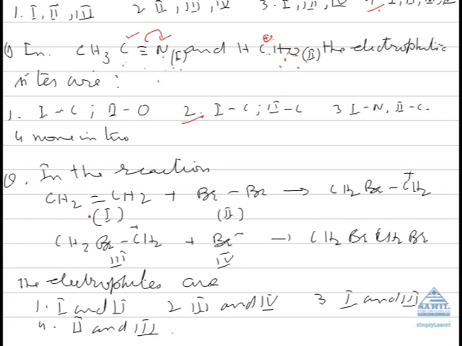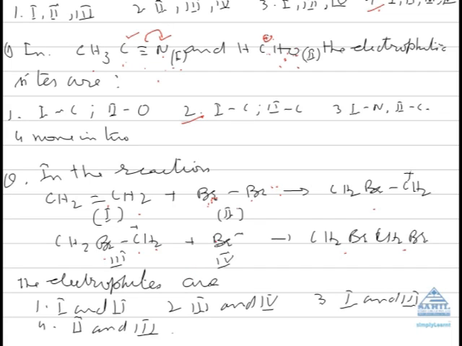In the reaction, ethene plus bromine gives this, then CH2Br CH2 cation plus Br minus gives this. The electrophiles are, you see, although the bromine molecule has a complete octet, but dear students, bromine always has a tendency to gain an electron. So bromine will pull the electron of alkene towards itself. As a result, bromine will be an electron loving species. So in the first case, Br2 will be the electrophile. Both the bromine atoms will behave as electrophiles.